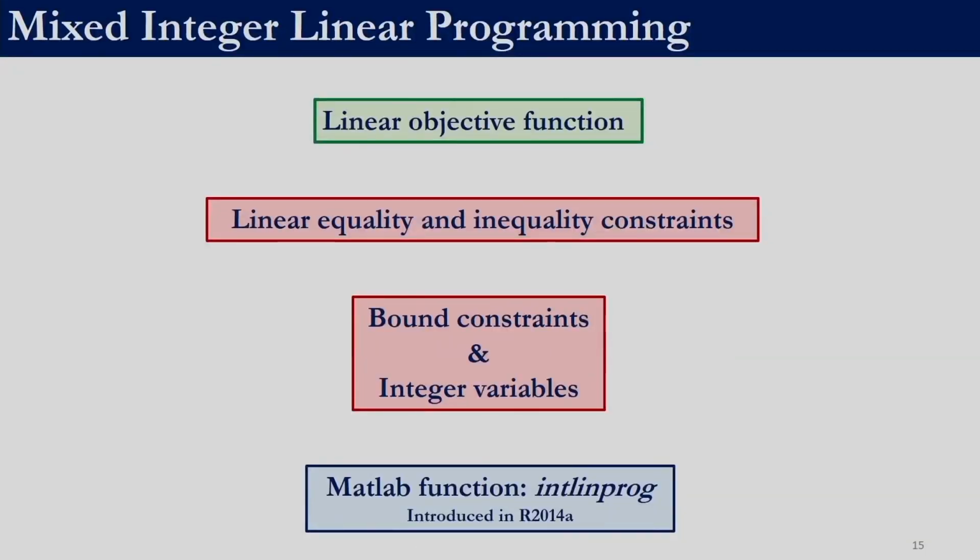It can solve problems in which some of the decision variables are integer and some are continuous, but still the objective function and the constraints need to be linear. So, in integer linear programming, as you might remember, the objective function is linear, it can support both linear equalities and linear inequalities, and it can also have bound constraints as well as integer variables. So, the function that we will be looking at is intlinprog.